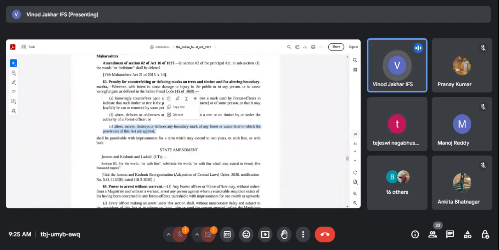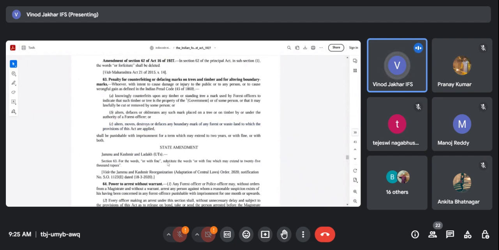Good. When you present a person to a magistrate, he can give bail in any case, even if it is a heinous crime. But bailable and non-bailable is the power given to the police officers, and in our case, to the forest officers. If you have arrested a person, can you release them on a bond? That is bailable. Some offenses are bailable and some are non-bailable. If you have arrested them for a non-bailable offense, you have to present them to the magistrate. Only the magistrate can give bail. You cannot give bail.